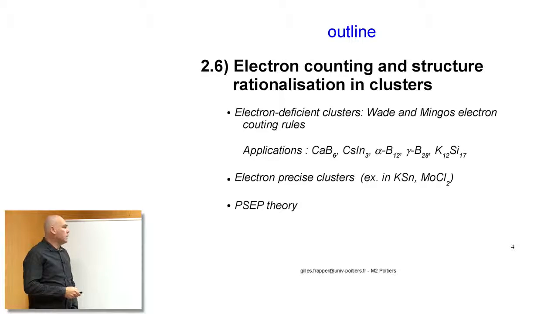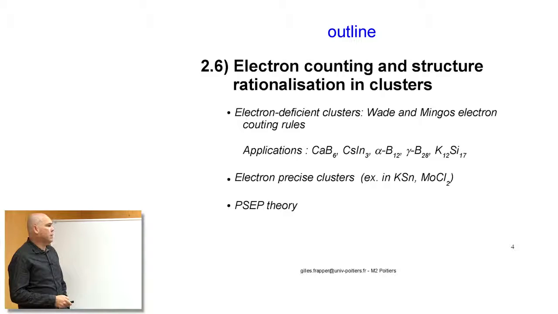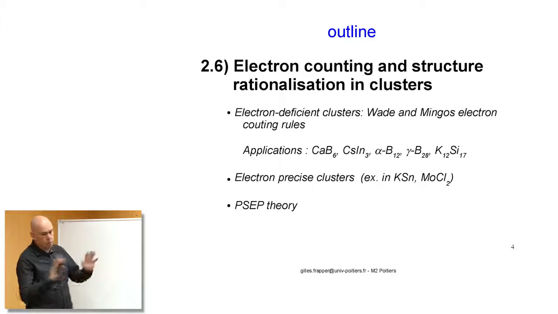So I will talk on electron-deficient clusters, looking at the Wade and Mingo's electron counting rules, with few applications on these solid-state compounds containing aggregates, for example, of boron or indium or silicon here. Then I will switch at the end on the electron-precise clusters. Electron-precise cluster means that each atom follows the octet or 18 electron rules. Two slides on this theory, polyhedral skeleton electron pairs theory, which is more general.